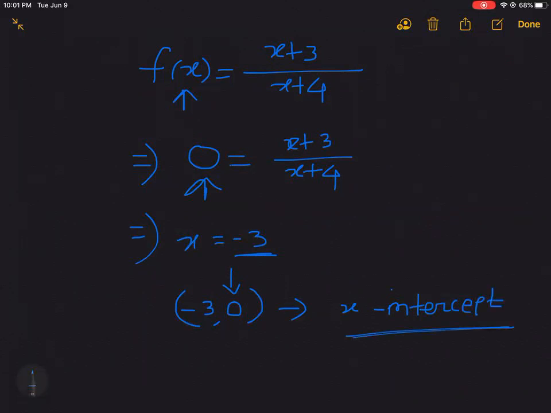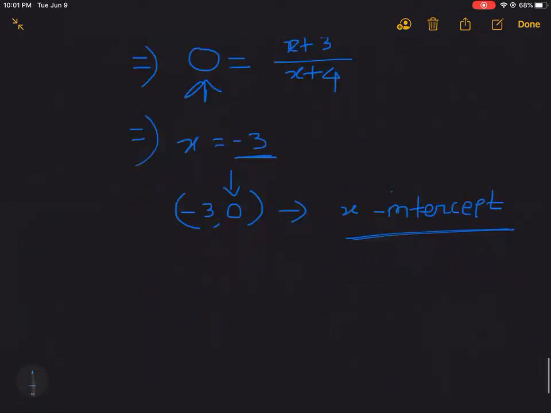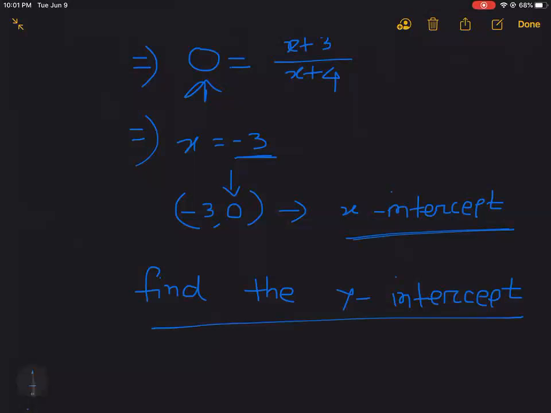So a quick question for you guys. I'll ask this tomorrow. Find the y-intercept. Okay, so that's 2.2 for you.